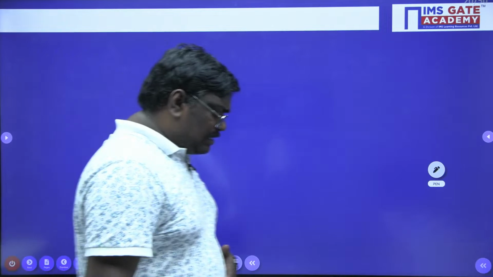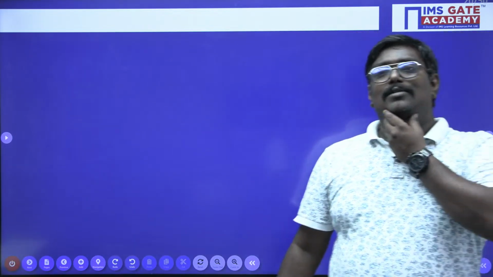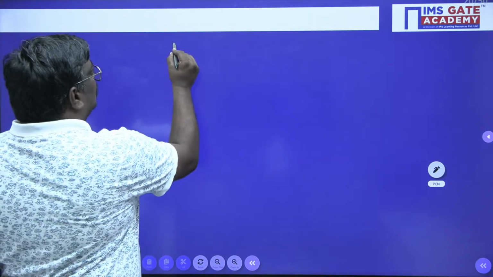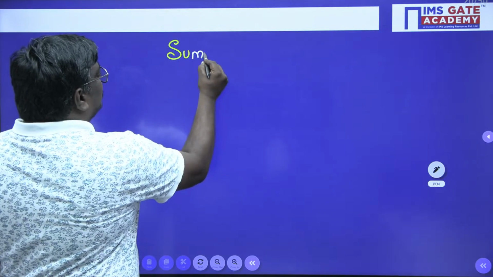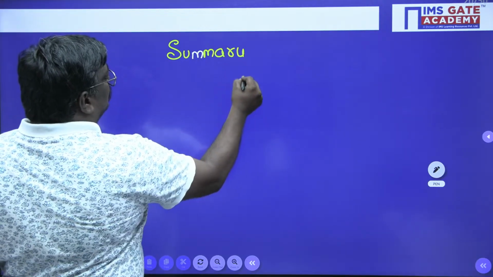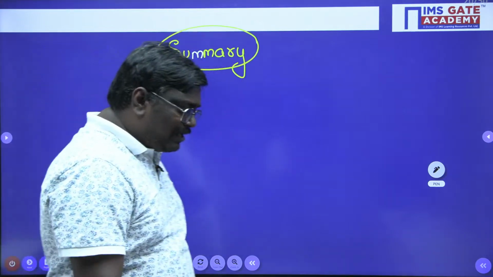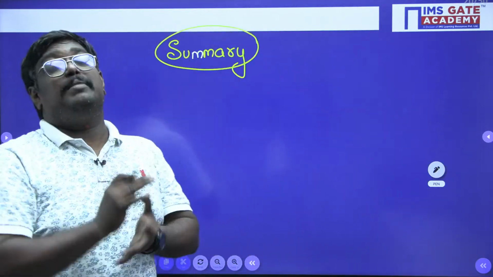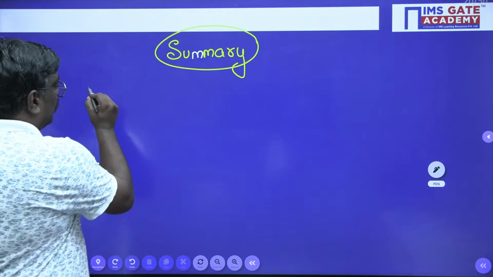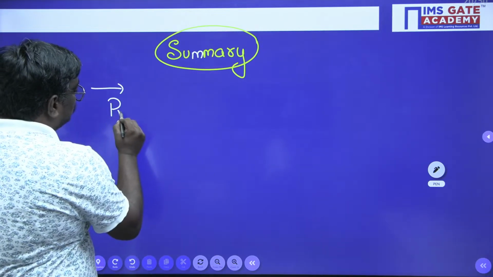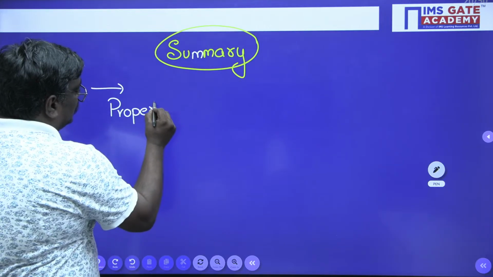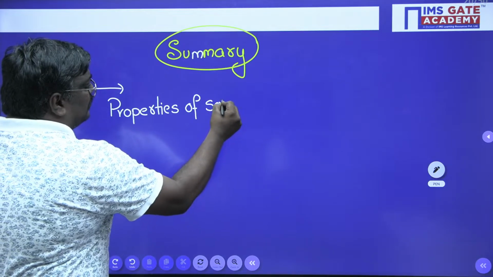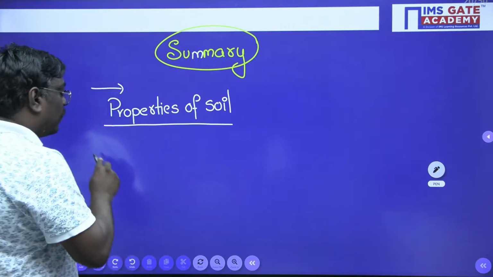Now see, students, until now we have discussed up to soil classification. In the coming sessions I want to start the permeability topic. But to understand permeability, a summary of all the chapters is required, because I will quickly go through each and every chapter. The first is properties of soil, which we have studied, my dear students. I have given you a summary also 2 times.